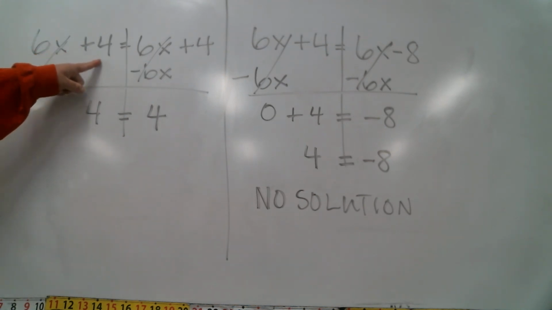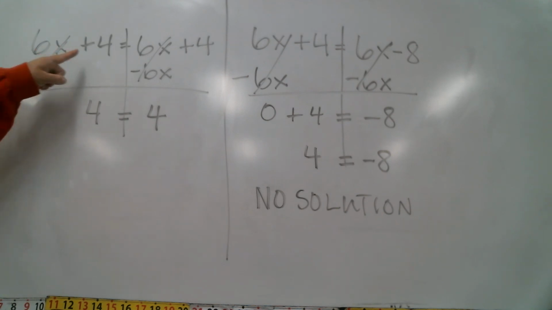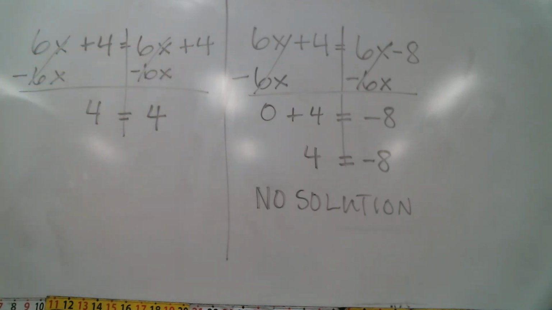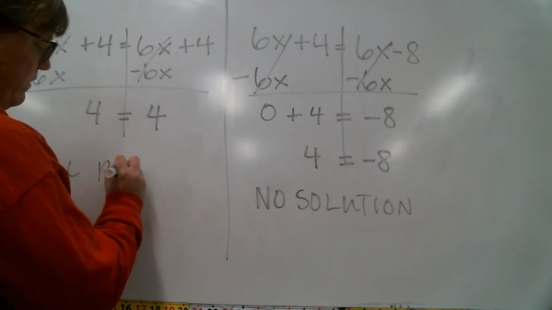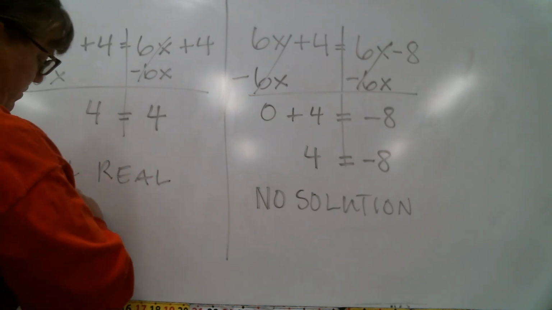We're left with something that's true. And if you look back at the equation that I gave you, I gave you 2 that were exactly equal: 6x plus 4 equals 6x plus 4. And we know that that's true. So if they're exactly the same and you end up with something that is true, that means that any value that you put in there for x would make this true. So it means that it has lots of answers. And the way that we write that is all real numbers.